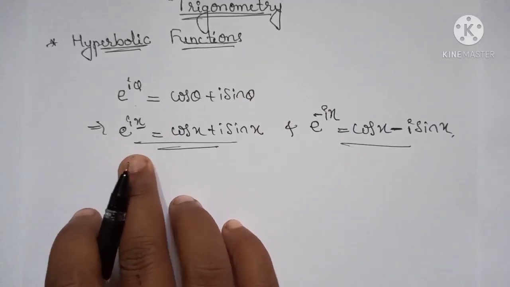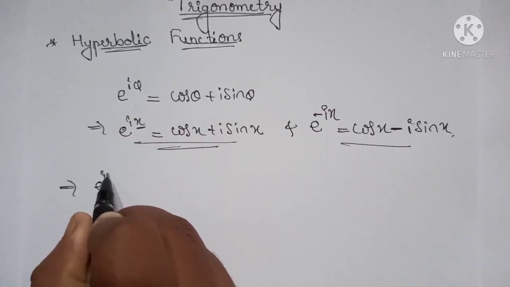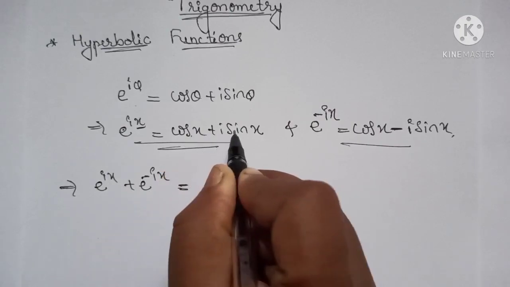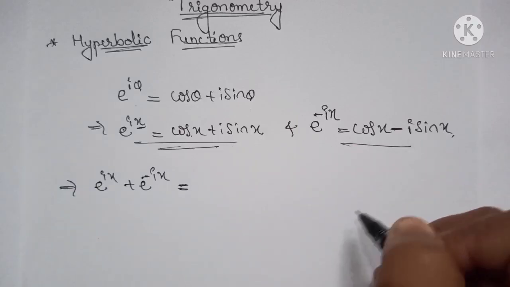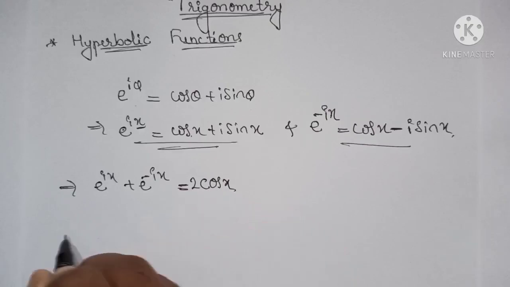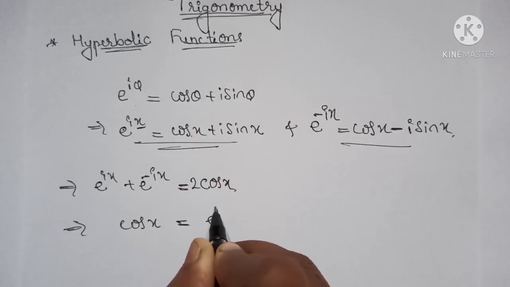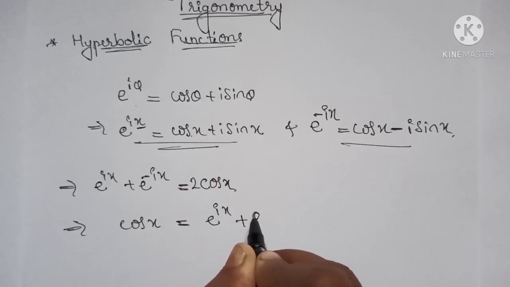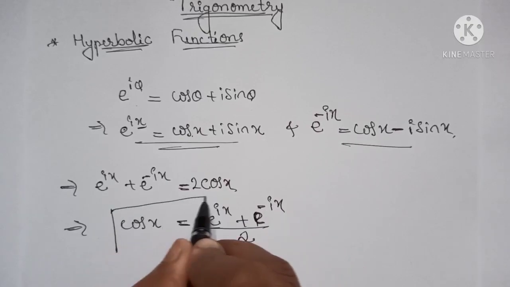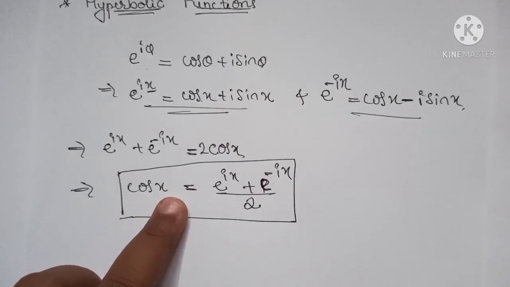Now if I consider the sum of these two, then it becomes e raised to ix plus e raised to minus ix on the left side, and on the right side the i sin x terms cancel, so we get 2 cos x. Or we can write cos x as e raised to ix plus e raised to minus ix divided by 2. So this is the cos x value, or it can be represented by cos z also.